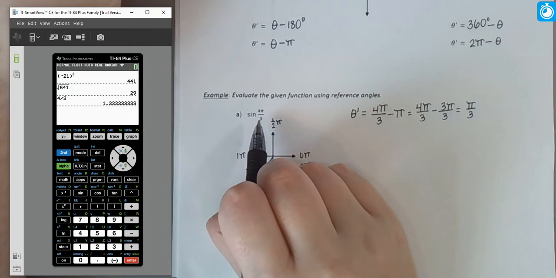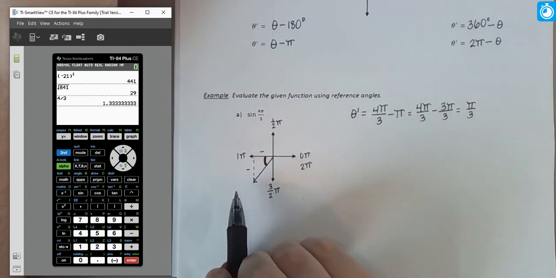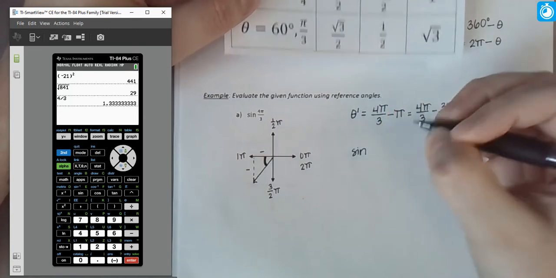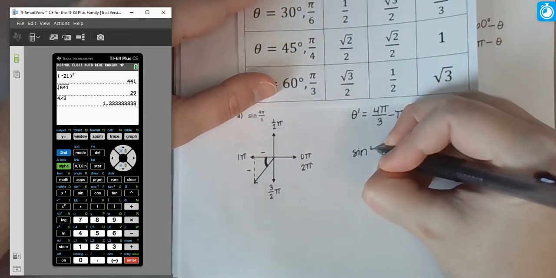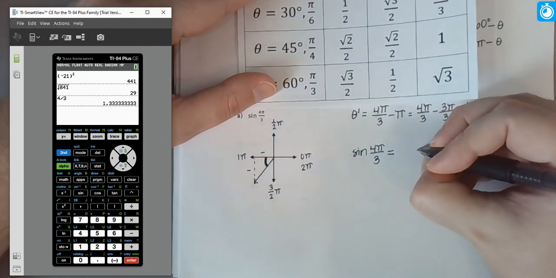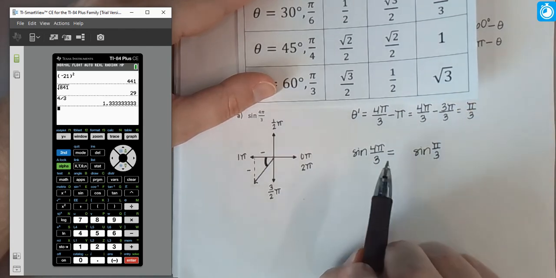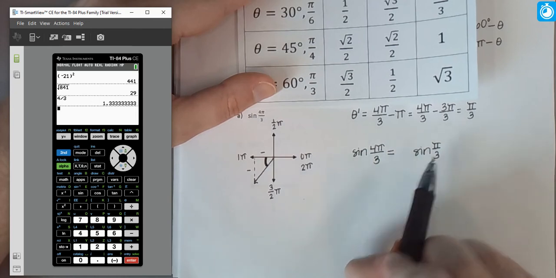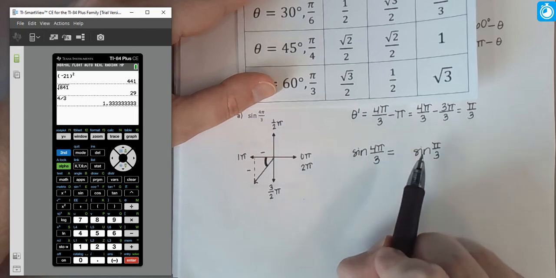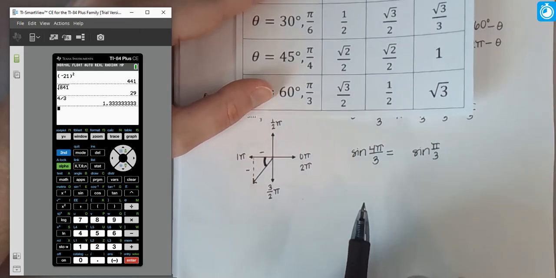So sine of 4 pi over 3 and sine of pi over 3 are going to be the same, except for possible adjustments in positive versus negative. So let's write out that relationship. So sine of 4 pi over 3 is equal to the sine of pi over 3. I'm going to leave some space. Because pi over 3 is the reference angle for 4 pi over 3, the same triangle would be drawn for each of these angles. They have the same trig values, so the actual value is going to be the same, except that we have to adjust potentially a sign.